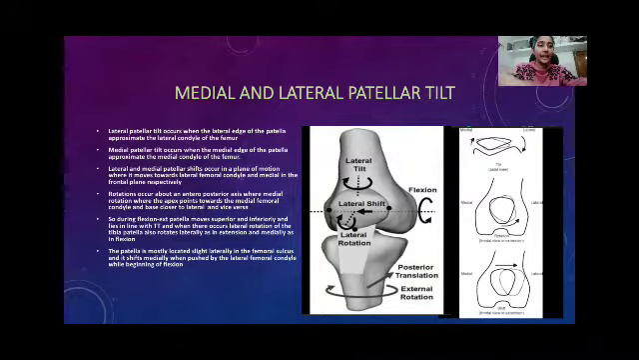Then there occur medial and lateral patellar tilt. The lateral patellar tilt occurs when the lateral edge of the patella approximates the lateral condyle of the femur. Lateral tilt. And the medial tilt occurs when the medial edge of the patella approximates the medial condyle of the femur. Lateral edge, lateral condyle, medial edge, medial condyle. This is the medial and lateral patellar tilt, which occurs in this longitudinal axis. You can see here.